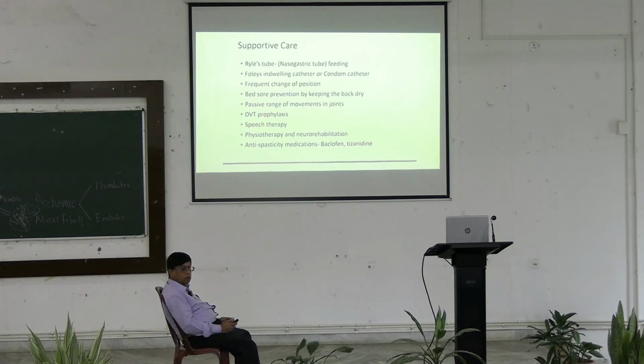But see, if there is no communication between the two atria or the two ventricles, there is no chance for the clot from the deep vein thrombosis to go to the left side. Everything will stay on the right side. Anyway, physiotherapy and antispasticity measures like baclofen and tizanidine, these are the two drugs which can cause some relief in spasticity. They are mostly injected there.